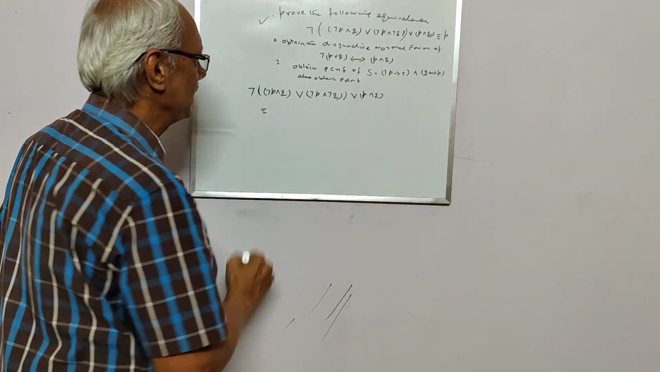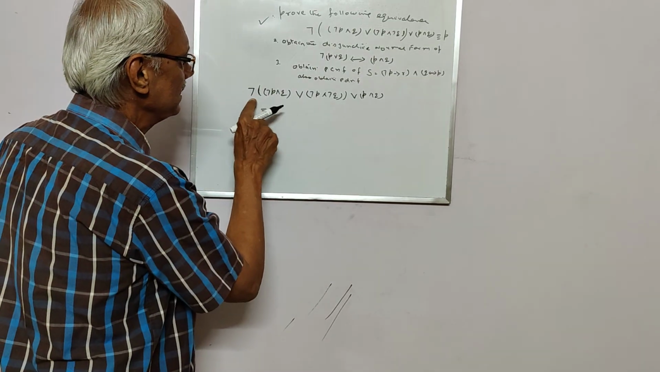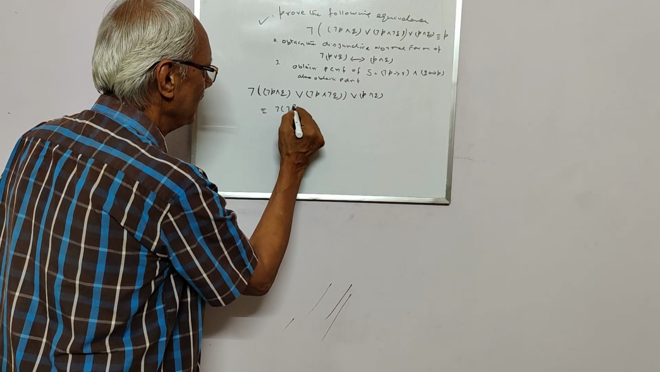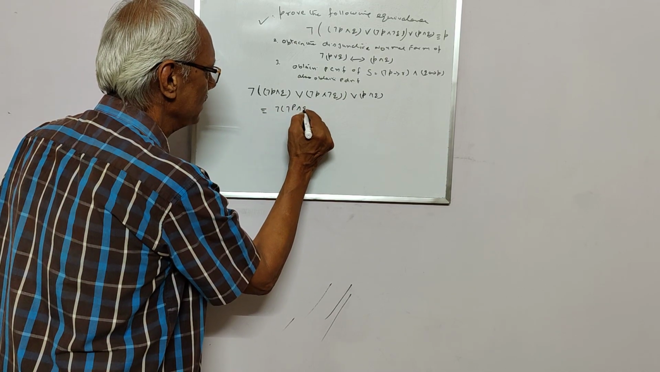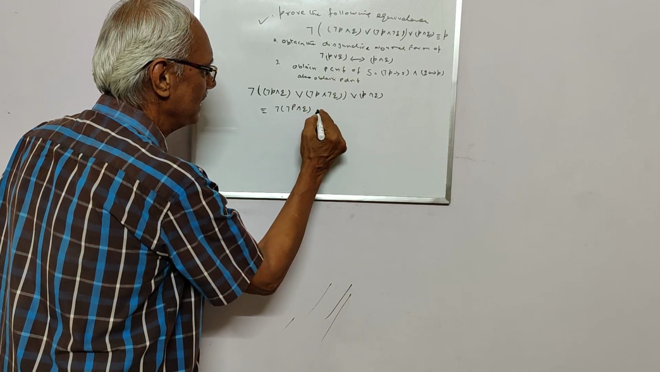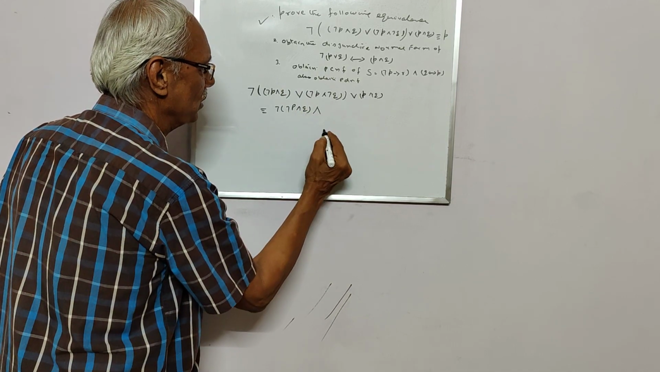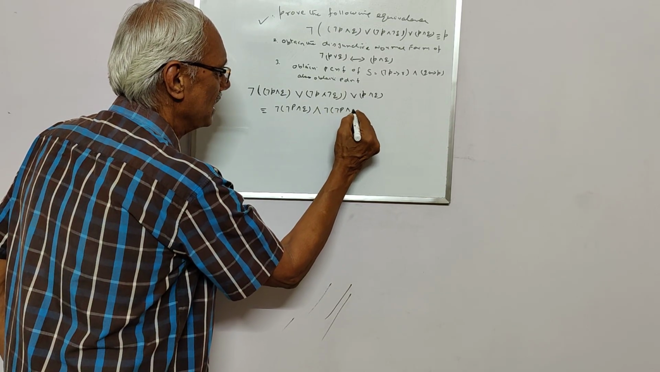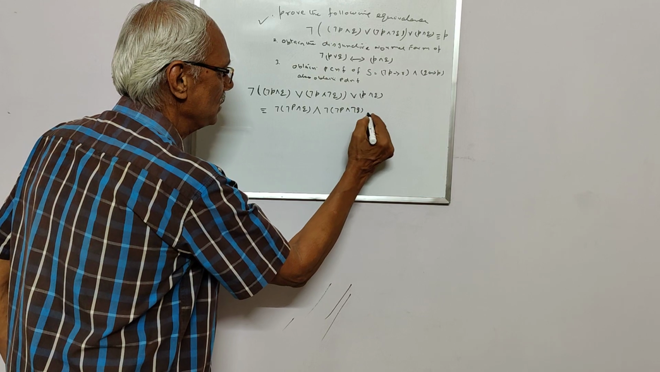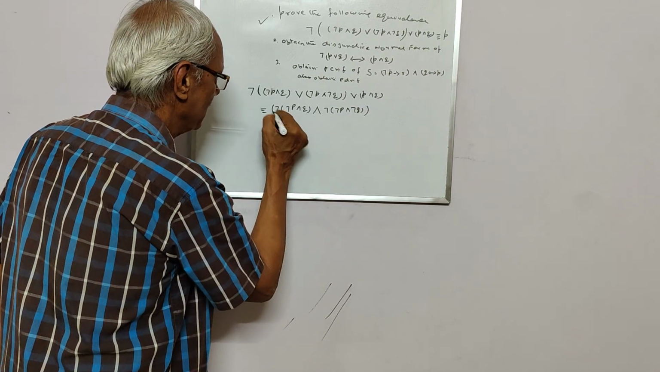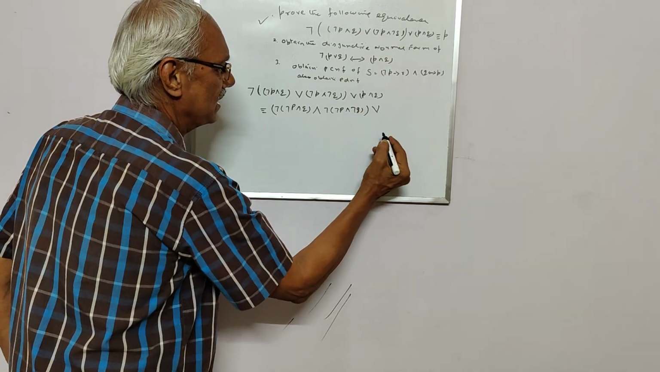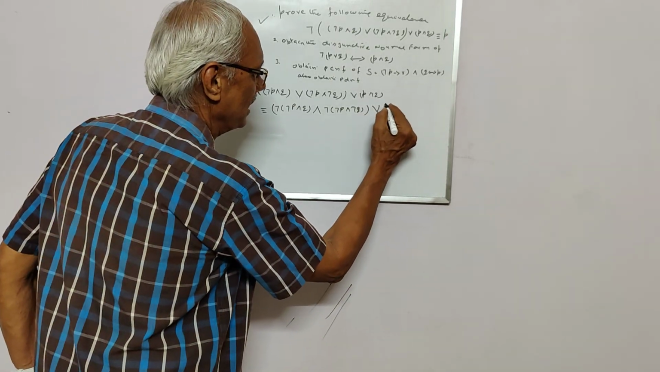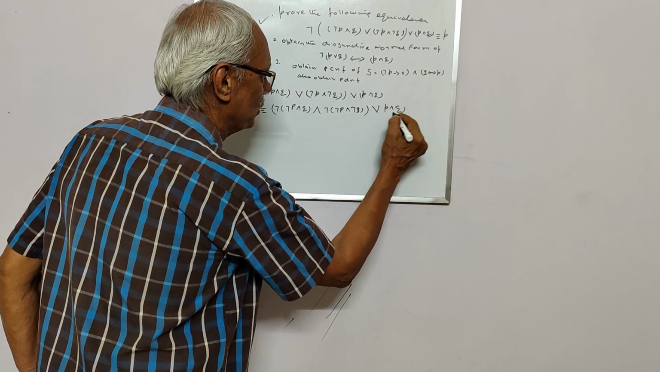Now this is identically equal to, take this negation inside, so what will happen? Negation of P intersection Q becomes the negation of P conjunction negation of Q, keep this in a bracket, and disjunction means OR operation, disjunction, it is P conjunction Q.